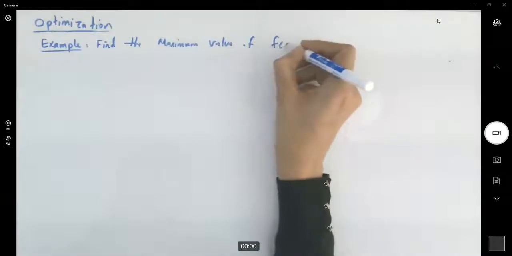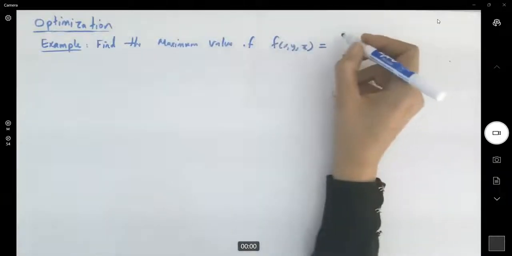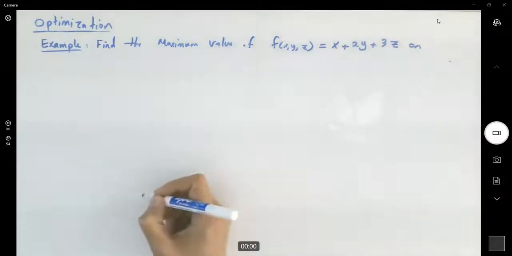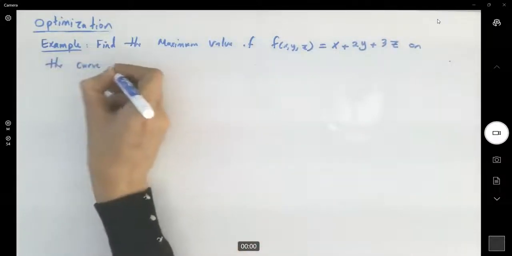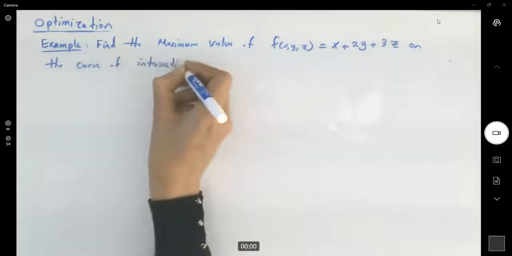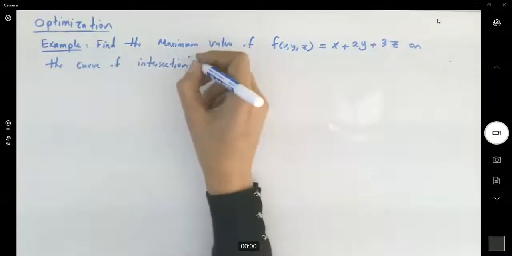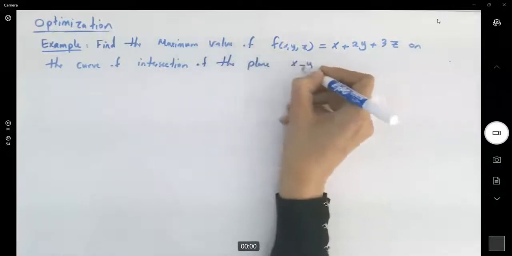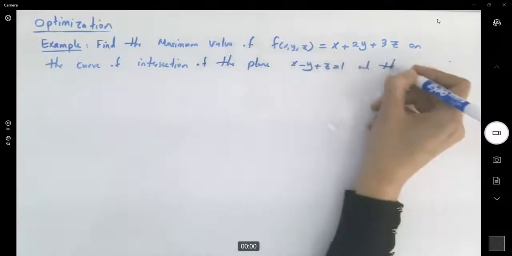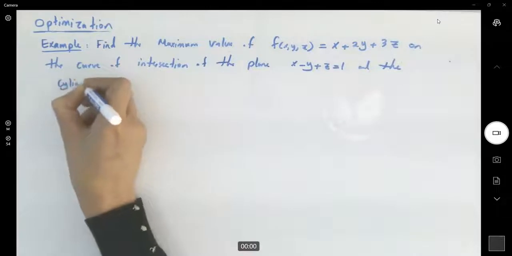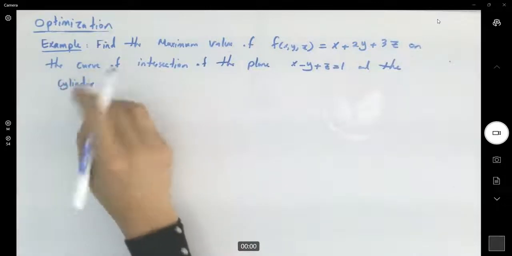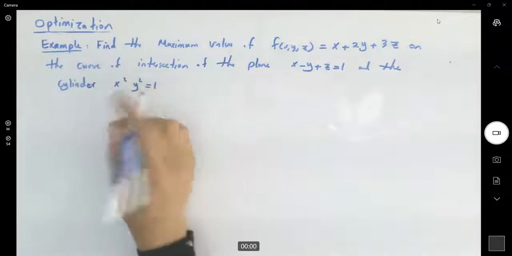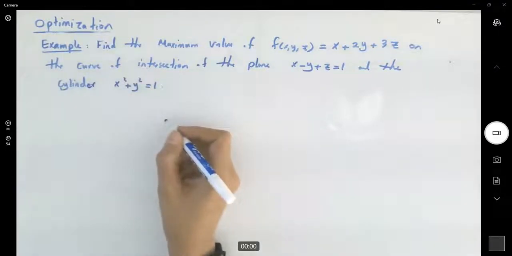of the function f of x, y, and z, which is defined as x plus 2y plus 3z on the curve of intersection of the plane and the cylinder. So the equation of the plane is x minus y plus z equals to 1, and the cylinder x squared plus y squared equals to 1. So as you can see, here you have two constraints.